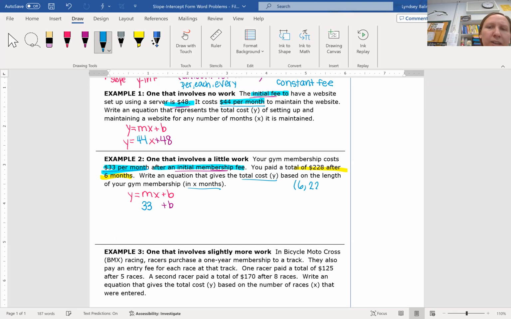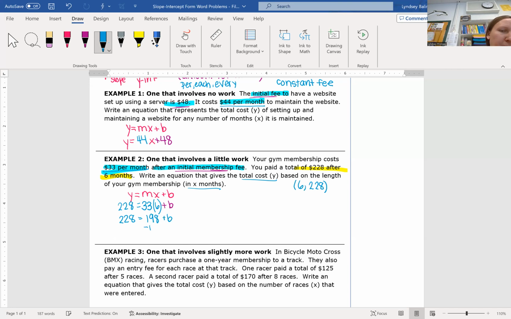and 228 because our total cost is our Y. And now I know where I need to plug things in here. So my Y is temporarily going to be 228, and my X is temporarily going to be 6. And now I have all the information I need to figure out my missing B. So I'm going to multiply my 33 times 6, which happens to be 198. So we have 228 equals 198 plus B.